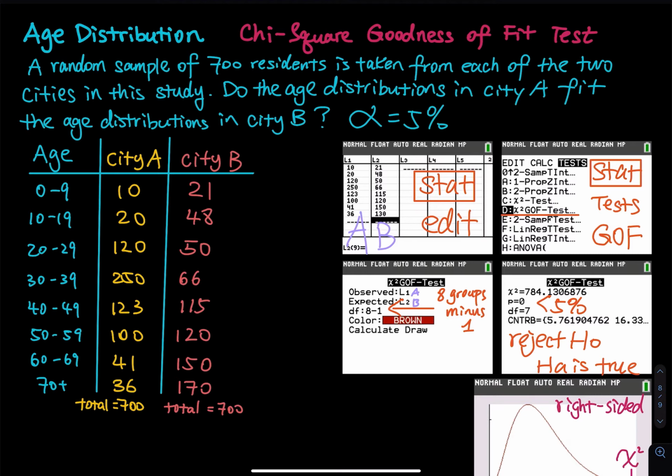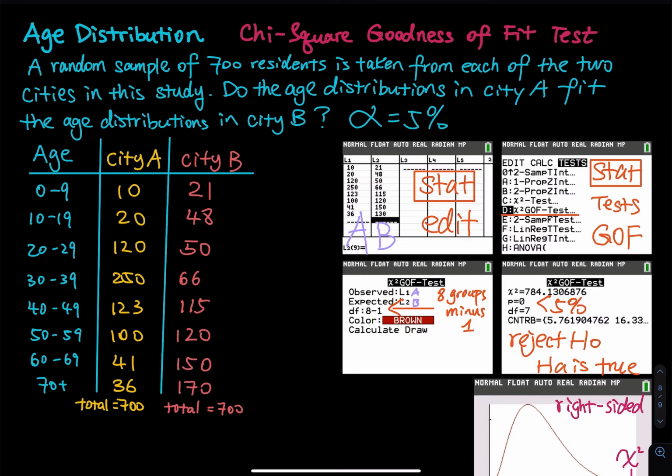Let's say the first person in city A is 5 years old, then you make a count in the first age group, and so on. In city A, we have 10 people age 0 to 9, 20 people age 10 to 19, and so on. In this problem, you do not see any percentages, right? So my question is, does the age distribution in city A fit the age distribution in city B? I want you to carry out a chi-square goodness of fit test.